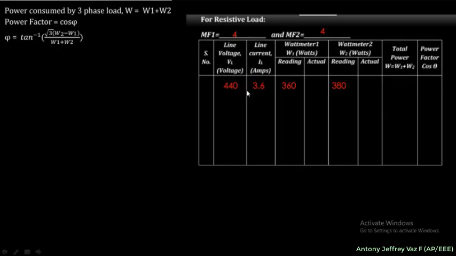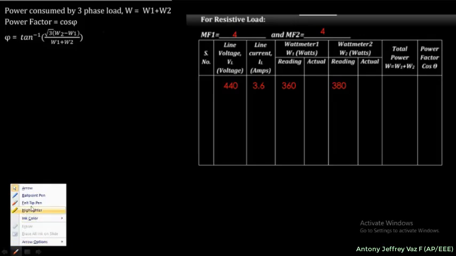Next, this one is for resistive load. For resistive load, we are going to find the power factor and the power delivered to the load. To do this, first we need a formula: phi is equal to tan inverse of root 3 times (W2 minus W1) divided by (W1 plus W2), which will give you the phi value.